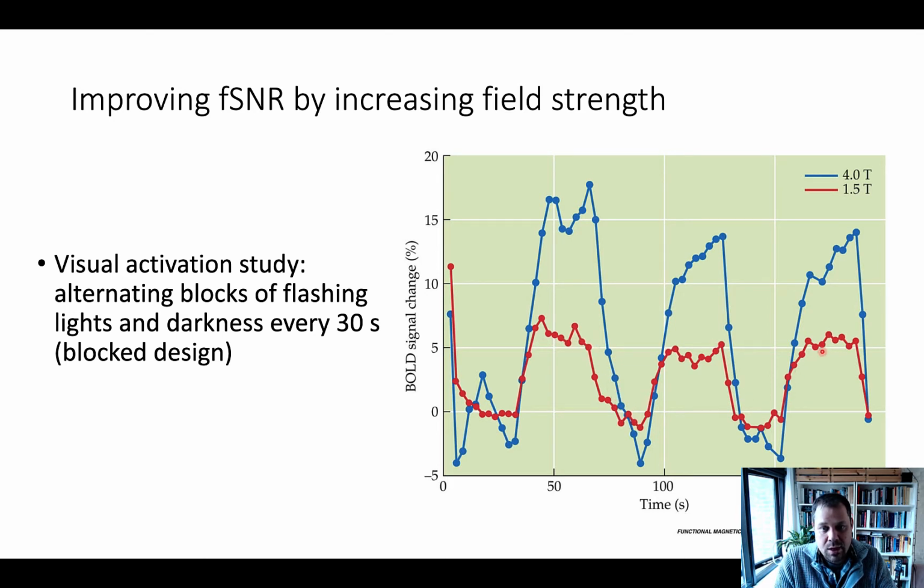You can see this nicely in the 1.5T scanner, but the response is more than doubled in some cases here in the 4T scanner. So you can see that the effect of increasing field strength in this very specific case of visual activation is to increase and possibly even double the BOLD signal change, which is quite impressive here.